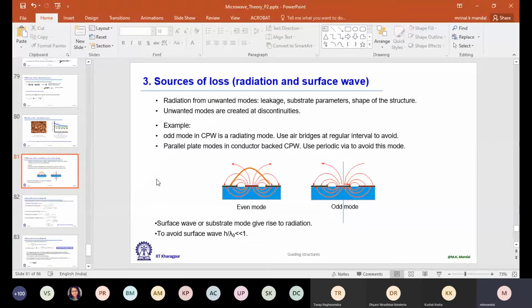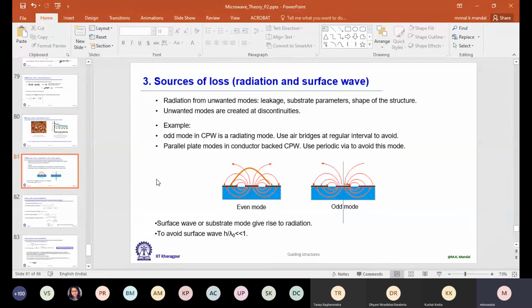And if you have the value of lambda g, then lambda g depends on both the operating frequency as well as epsilon r of the material. So better to take lambda g, since it incorporates these two important parameters, frequency and epsilon r. And h by lambda g, if it is less than, let's say, 0.01 or 1 by 100, then we don't have to consider the surface wave at all. But if it is more than that, then you better simulate the structure and check for surface wave.